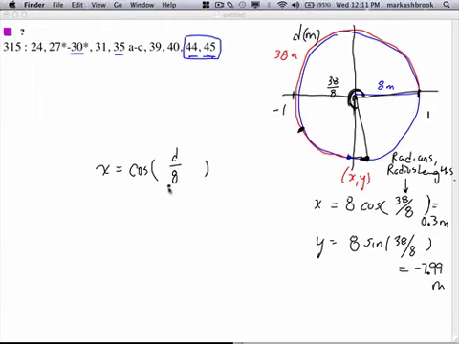Vertical component in radii. It's just the sine. The sine of d over 8. So the angle is the distance, the arc length, divided by 8, which gives the number of radius lengths, which is the number of radians, which is the input to sine, and sine outputs the y-coordinate in radius lengths.